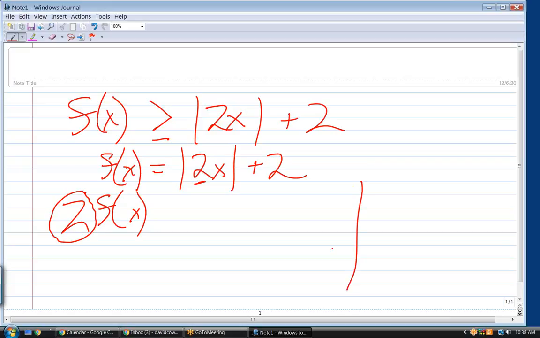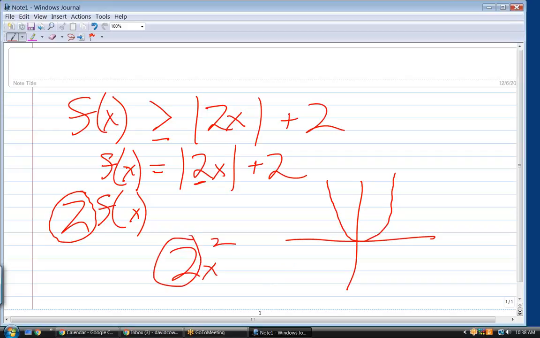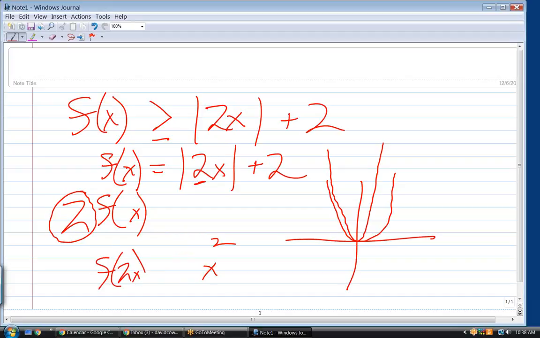In other words, if I had a parabola like that, and I want to say, well, 2x squared, that's outside the function. That's a vertical stretch. Makes that parabola look like that. Now, if I want to say, well, what if I had, that's f of x, and I want to know what f of 2x is, well, that's a little different.